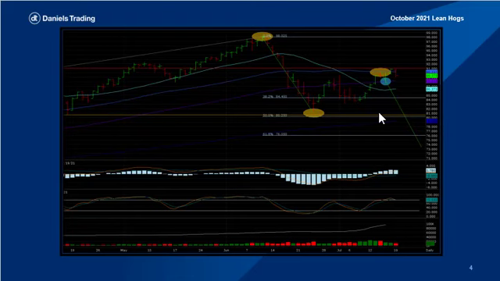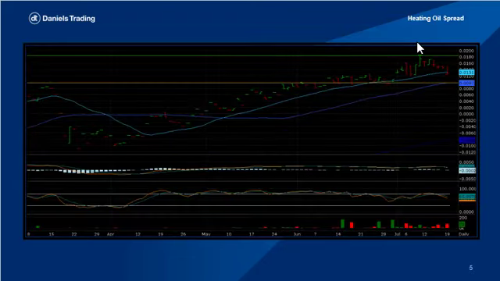this futures market. And the third market I want to take a look at is heating oil. For this market, I'm looking at setting up a futures spread. So this is buying and selling a heating oil futures contract, but in different months. For this particular chart, this would be buying the October contract, selling the February contract.